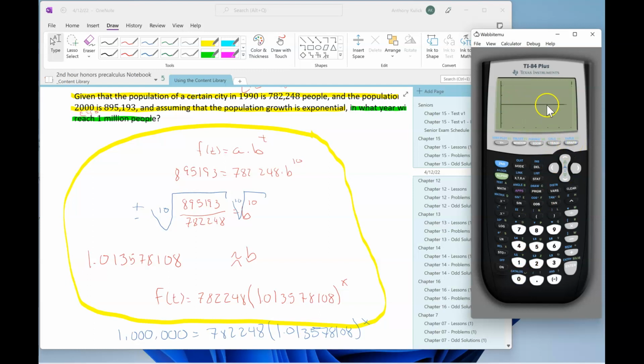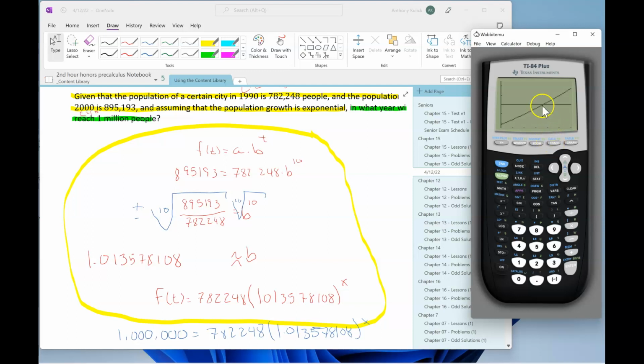So there's my 1 million line. Here's my population growth. Positive. Yeah, positive. Everybody's cool? Again, the window does not matter. All I need to be able to see is the intersection. So if you had picked different numbers than my window, as long as you can see the intersection, you're good to go. Yep. All right.